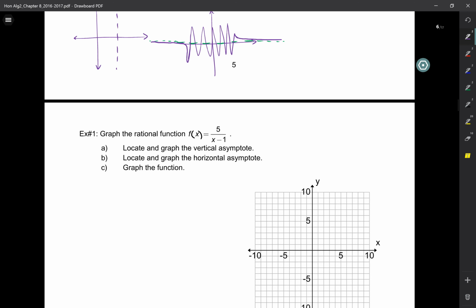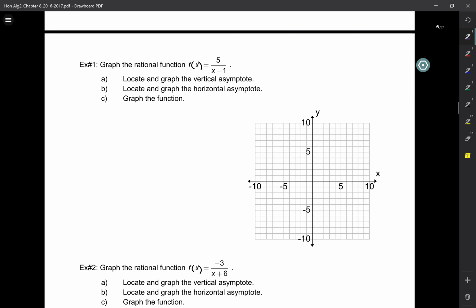Okay, let's graph our very first rational function. All right, so first, locate and graph the vertical asymptote. Okay, for vertical asymptotes, we set the denominator equal to 0.